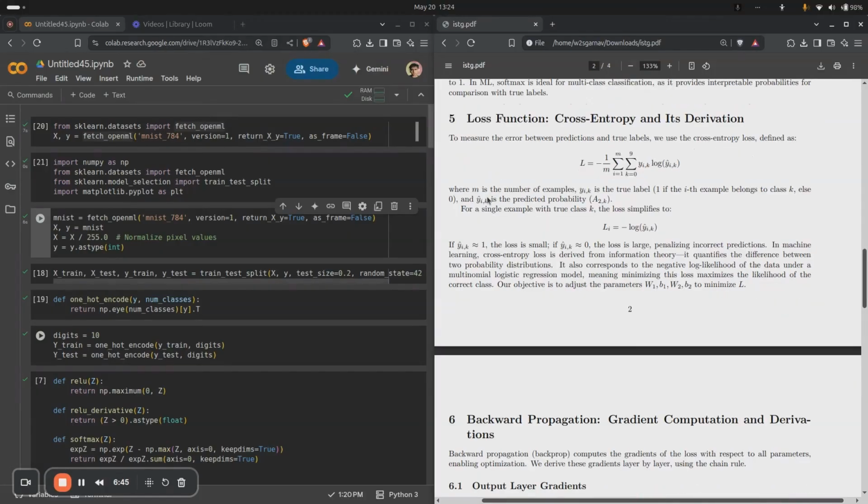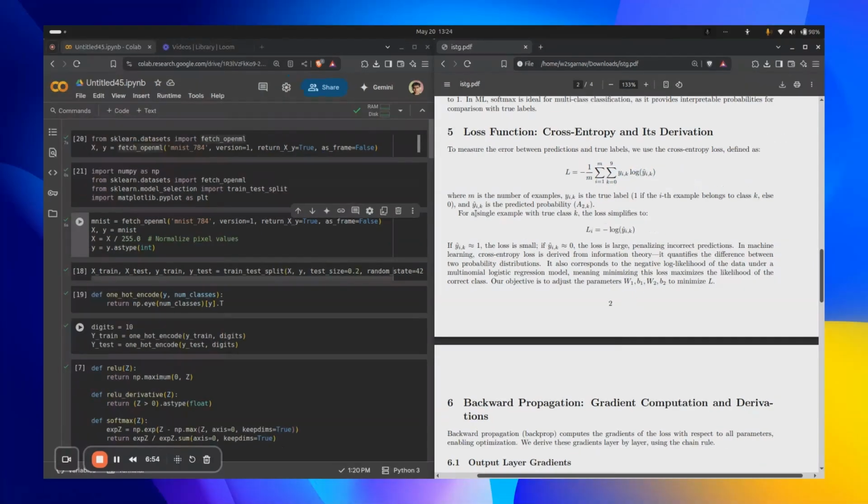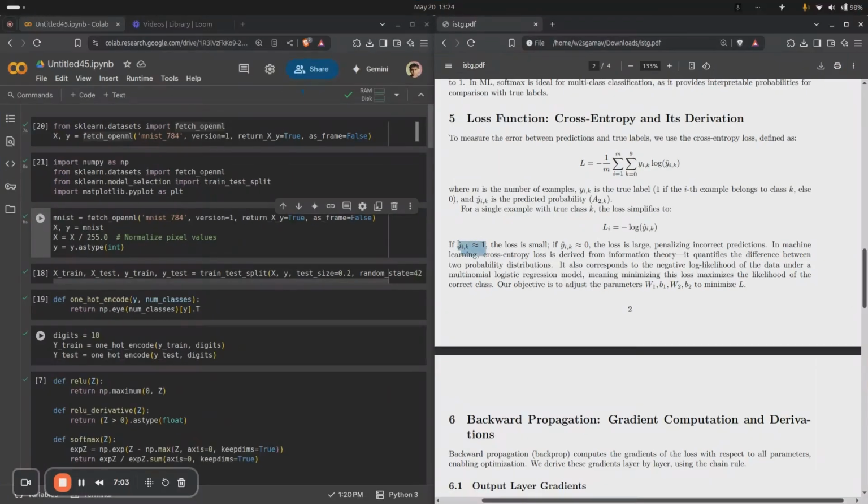Loss. To measure the error between prediction and true labels, we use cross-entropy loss, defined as shown over here. For a single example with true class K, the loss now gets simplified to this. The loss is small when this value becomes approximately 1, and the loss is large when the value is approximately 0, penalizing incorrect predictions.